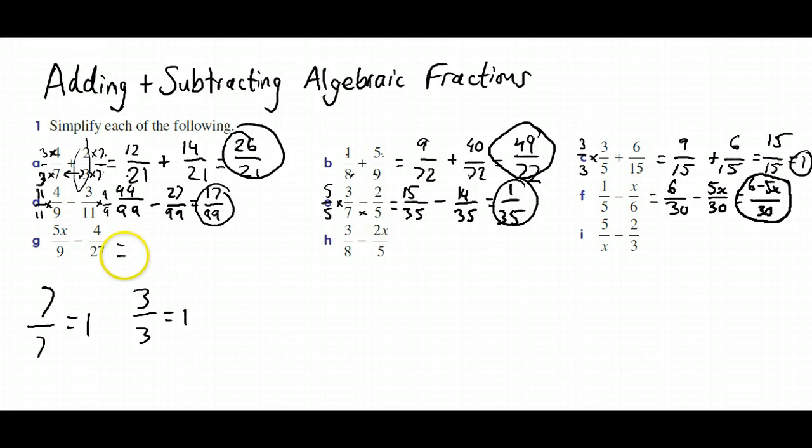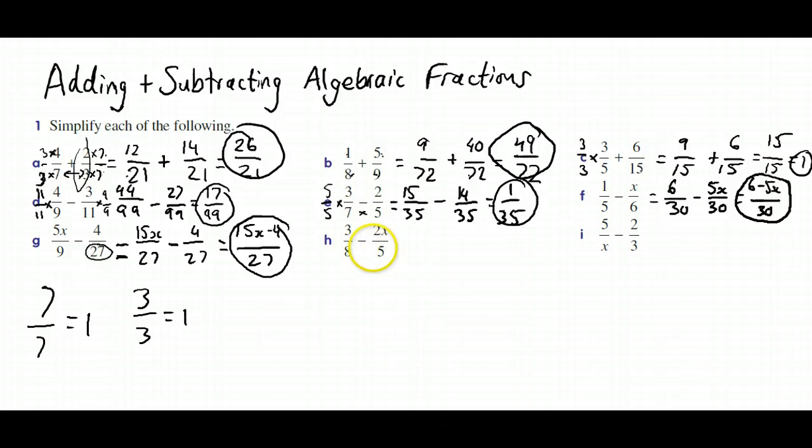Down here, we've got 5x over 9 minus 4 over 27. So the lowest common multiple is going to be 27 itself, because 9 goes into 27. If you can't see that, you need to learn your times tables. To get 9 to become 27, we have to multiply it by 3. So we're going to do the same on the top. Multiply that by 3 and we get 15x. To get 27 to become 27, we don't have to do anything. So we won't do anything to the top of this one. We'll leave that as 4. And we've got a minus in between there. So we've got 15x minus 4 on top and 27 on the bottom. We can't simplify that anymore, so we'll leave it as it is.